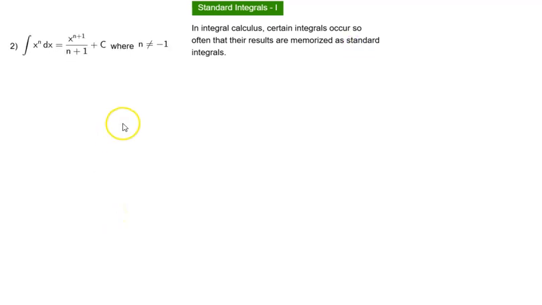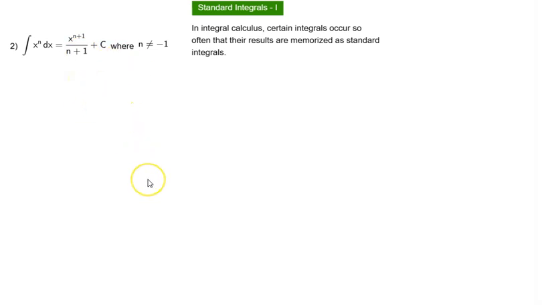Yes, now this is a really, really important one. Integral of x to the power of n dx is equal to x to the power of n plus 1 divided by n plus 1 plus c, where n is not equal to minus 1. So how did we arrive at this? We are not going to look at that.